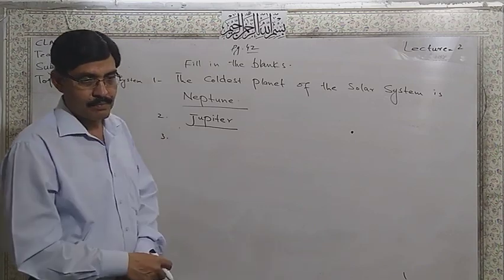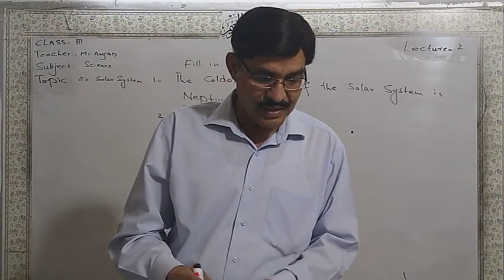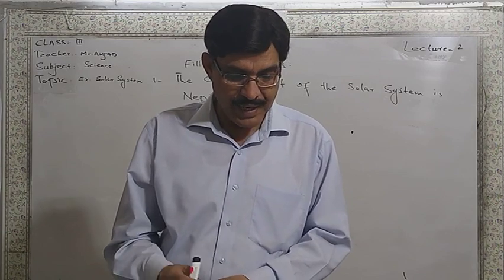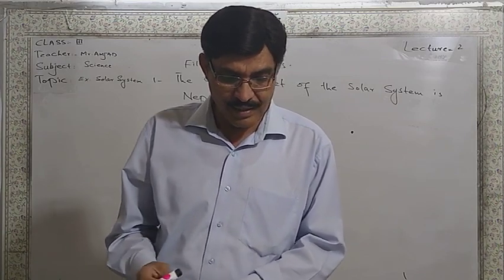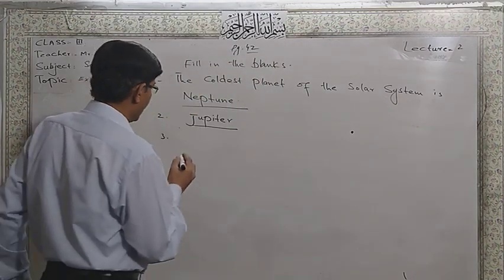Number 3. What is the number 6? Scientists who study space and the objects in it are called astronomers.